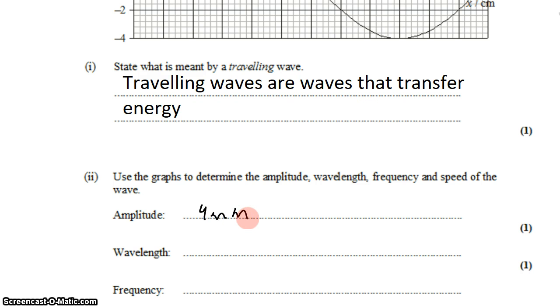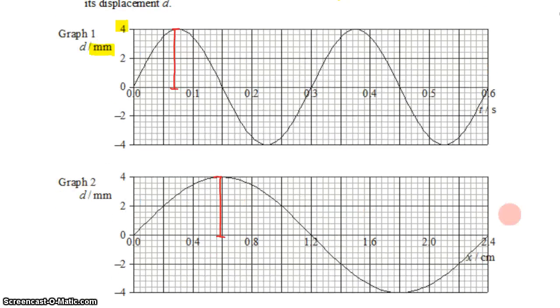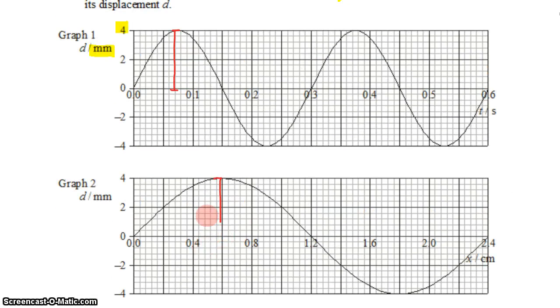Next, we want the wavelength of the wave. We have to think, okay, which graph? The wavelength is the length of the wave. How long is one copy of the wave? And this would be in the distance domain, not in the time domain. The time domain would give us something different. It would give us the period. The wavelength is how long one copy of the wave is from start to end of that copy. And we see that it's 2.4 centimeters.